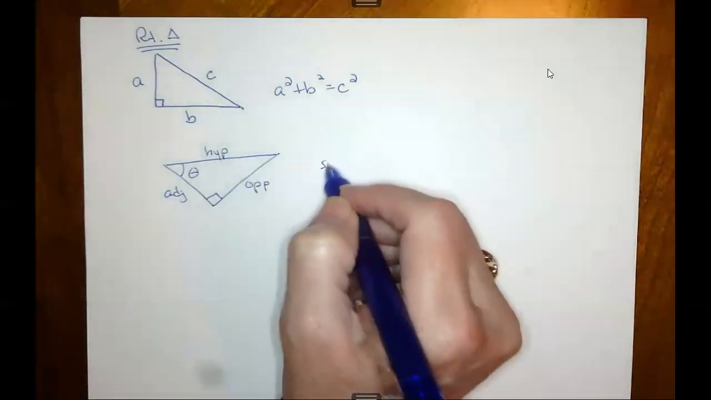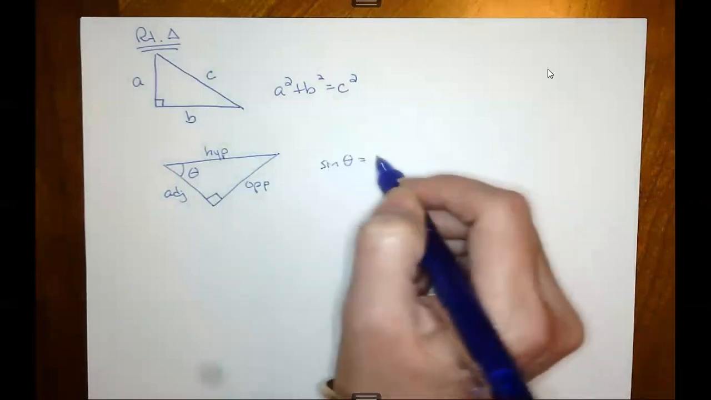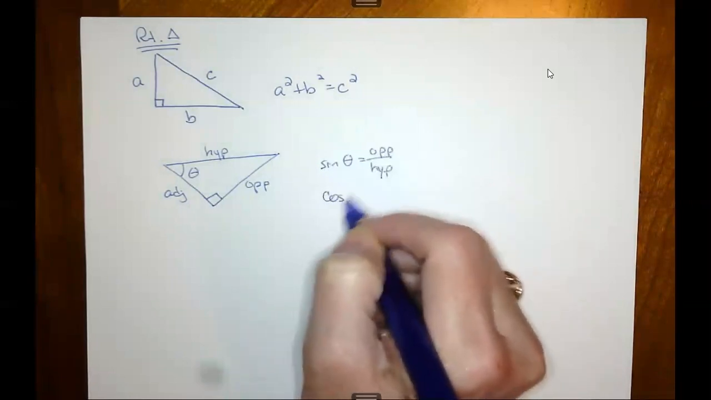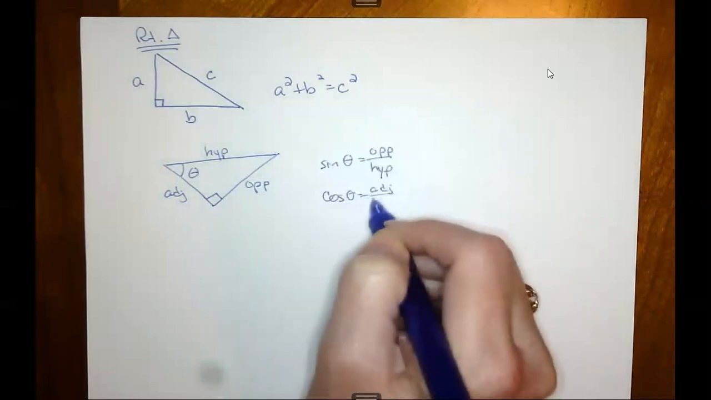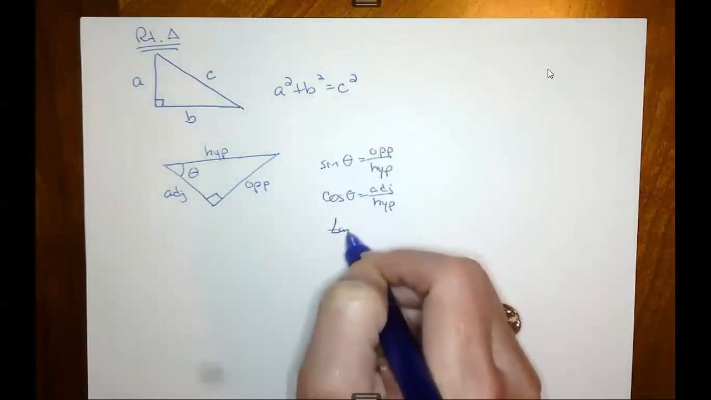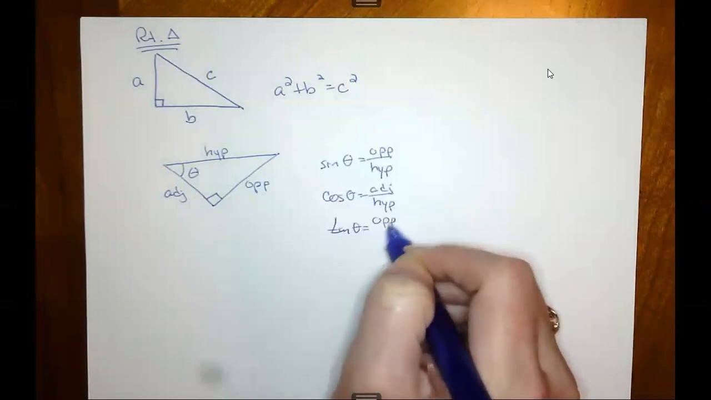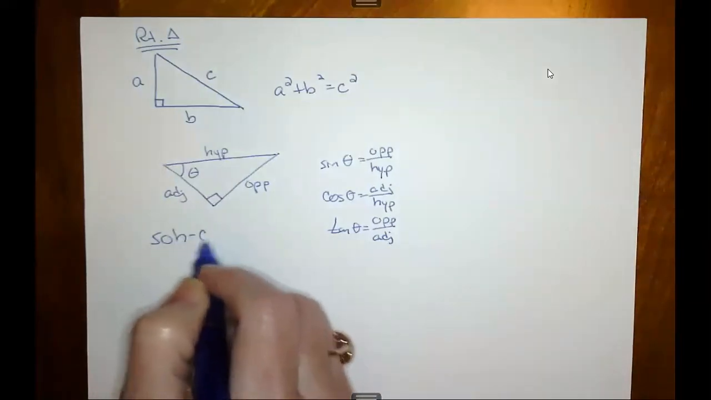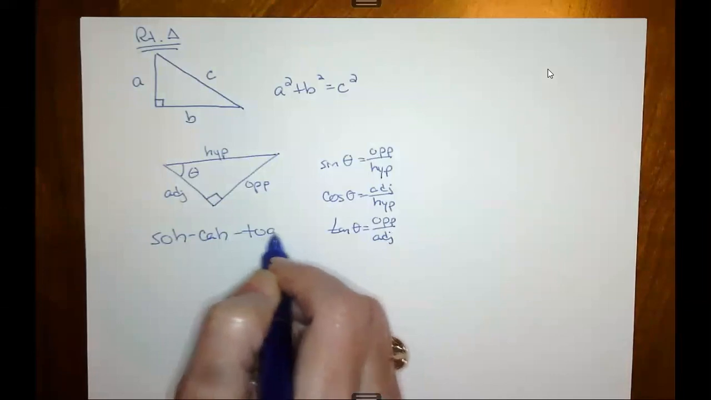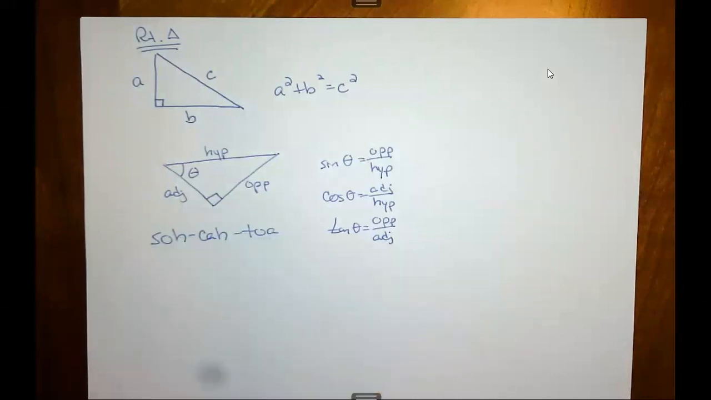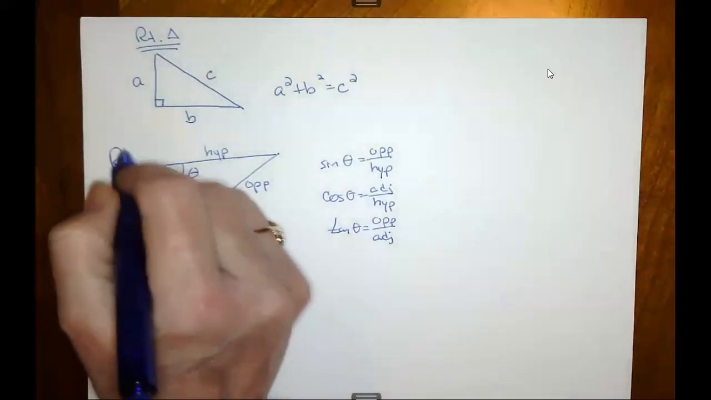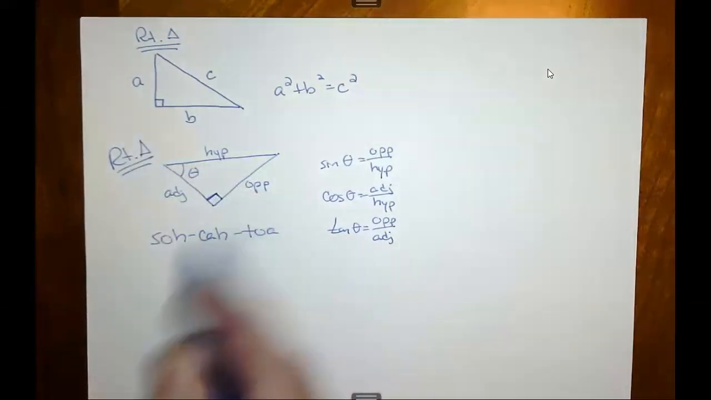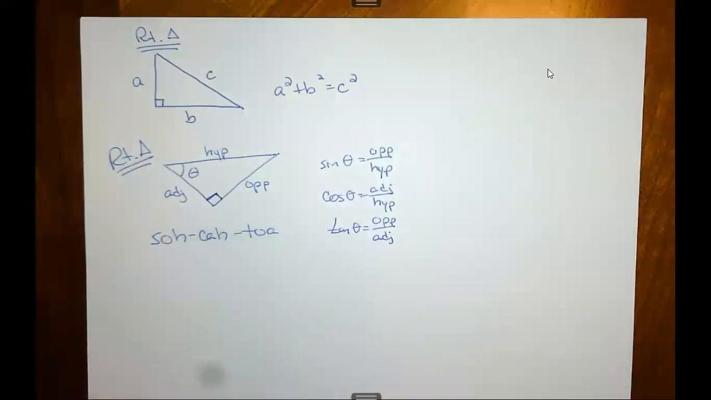And so then we talked about our trig ratios. Sine of theta was opposite over hypotenuse, and cosine of theta was adjacent over hypotenuse, and tangent of theta was opposite over adjacent, or SOHCAHTOA. So that also, though, is only true for right triangles. You have to have a right angle or you can't use these trig ratios.